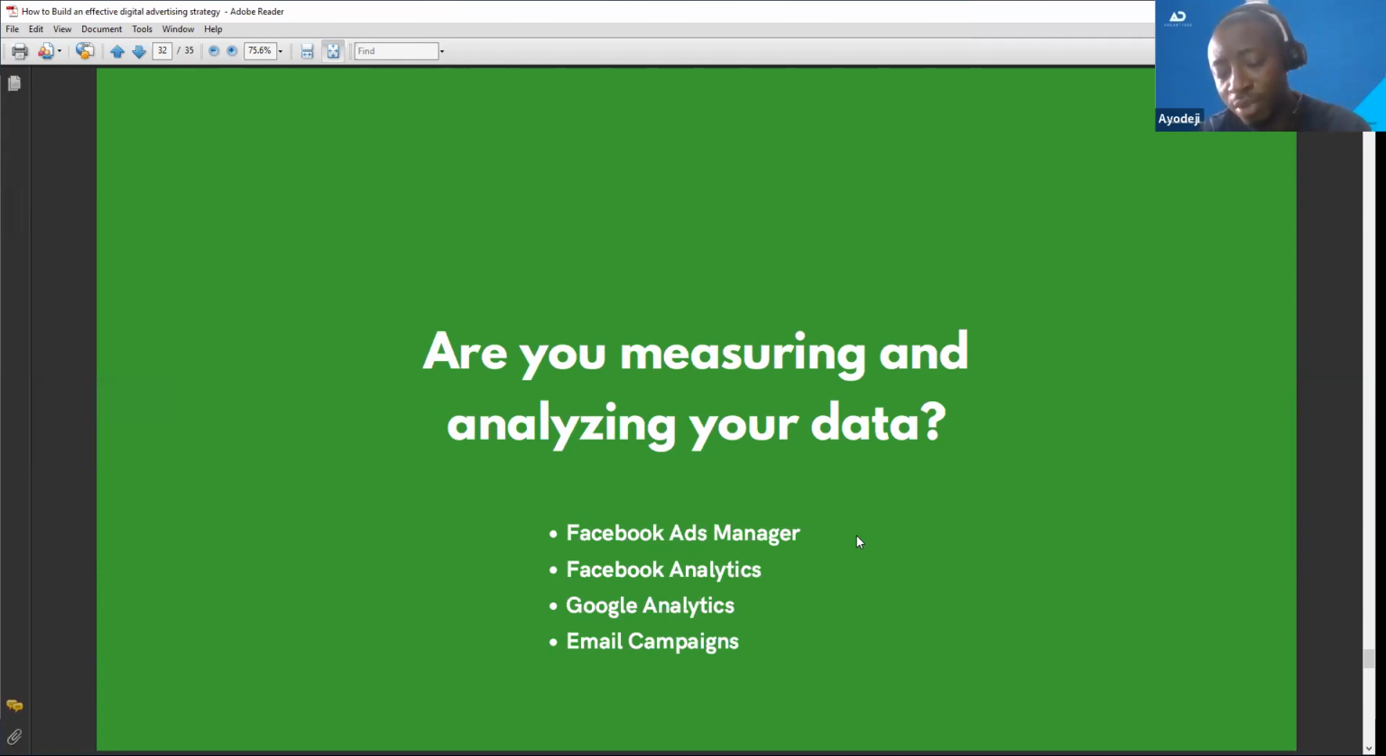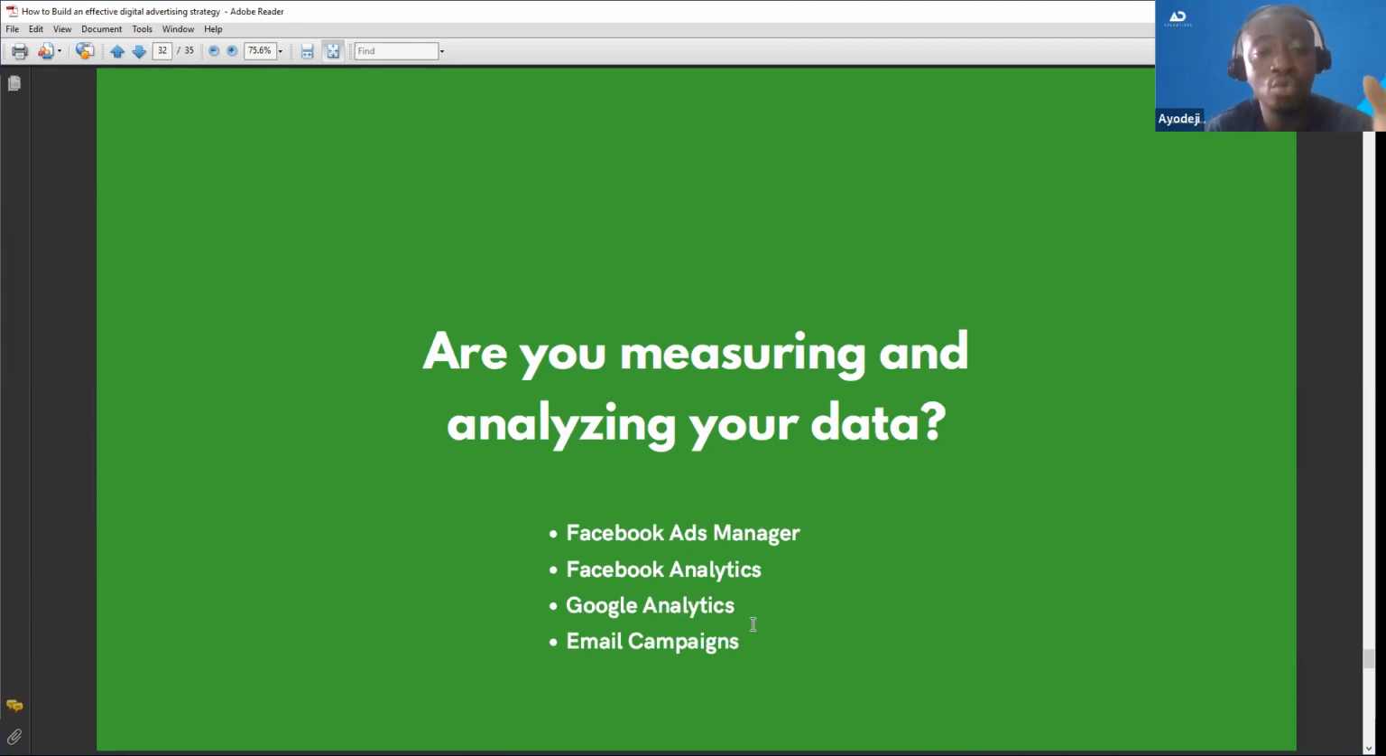It's an app that is available on the Play Store and on the Apple App Store. Install it. When you are running adverts, you'll be able to see the measurement. You'll be able to see how the advert is performing, and what is happening with your advert. Also important is Google Analytics.